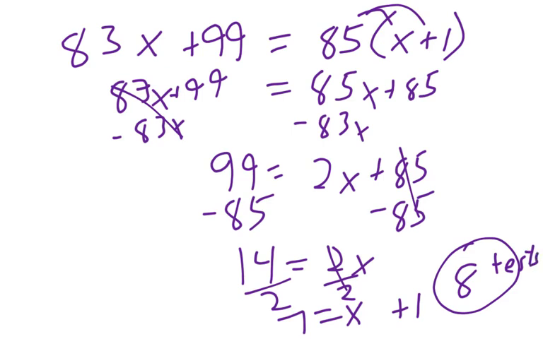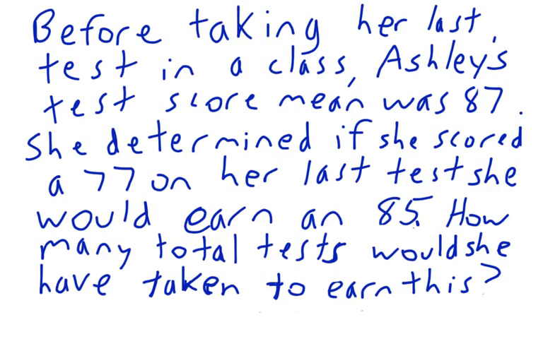Alright, how about you try one on your own, and then you can check it with me. Alright, pause the video and try this question out. Before taking her last test in a class, Ashley's test score mean was 87. She determined if she scored a 77 on her last test, she would still earn a B- or an 85.